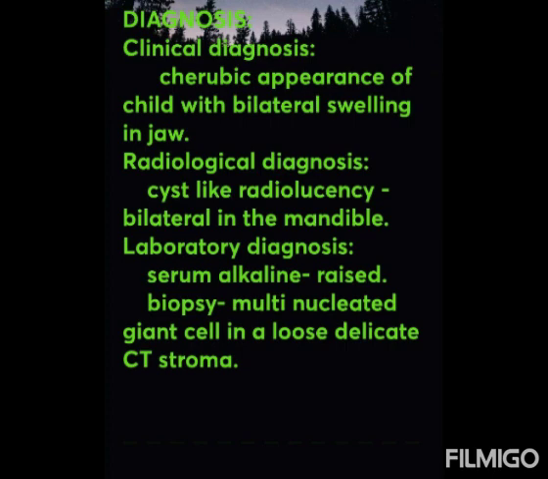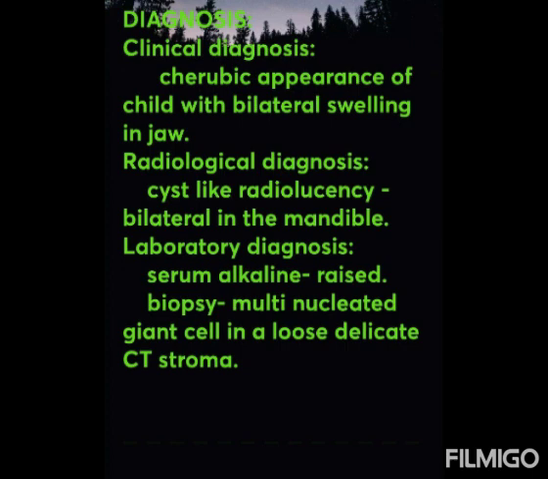And radiological diagnosis: cyst-like radiolucency is present bilaterally in the mandible. Most commonly it affects the angle of the mandible, then the ramus and body of the mandible, and also the posterior part of the maxilla. And laboratory diagnosis: in active cases serum alkaline phosphatase level may be raised.